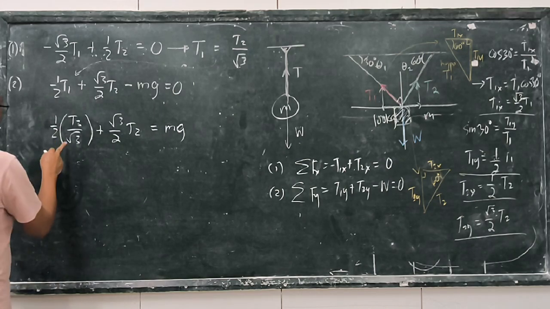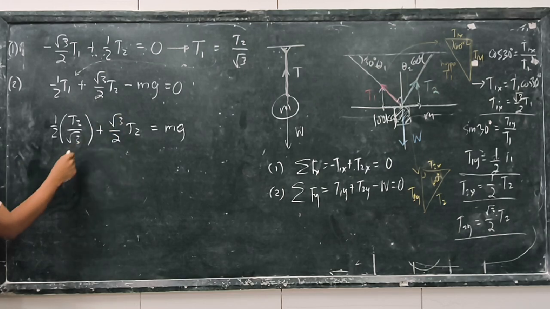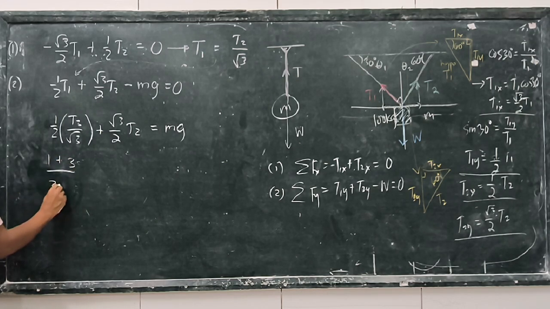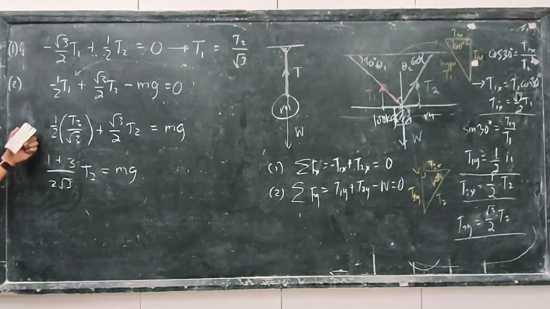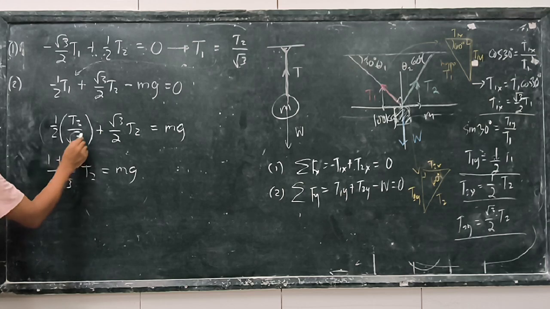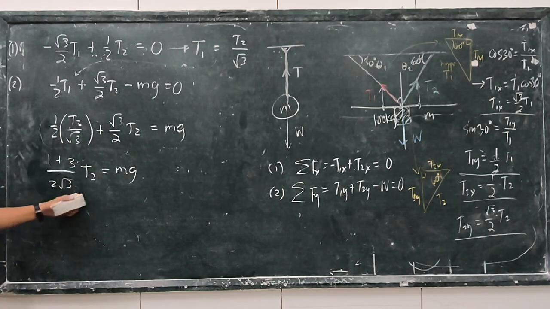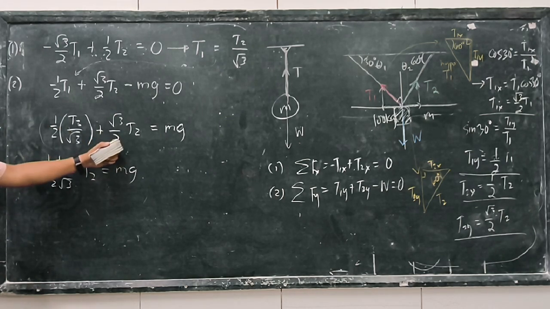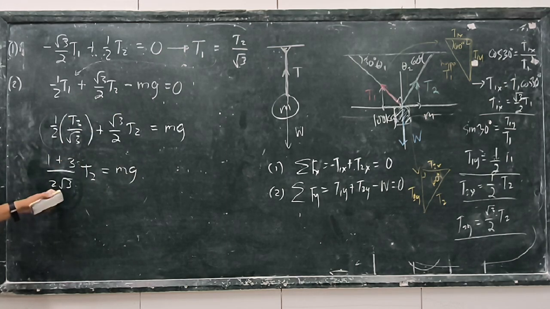From here, that is 2 square root of 3, plus 2 square root of 3 times square root of 3, so 3. So you would get 1 plus 3 over 2 square root of 3, T2 equals mg. Now, you can immediately use your calculator to solve this, 1 over 2 square root of 3, but I'm using this so that I don't have to round off. I'm just using some algebraic manipulation. This is 2 square root of 3, times square root of 3, which gives 3.